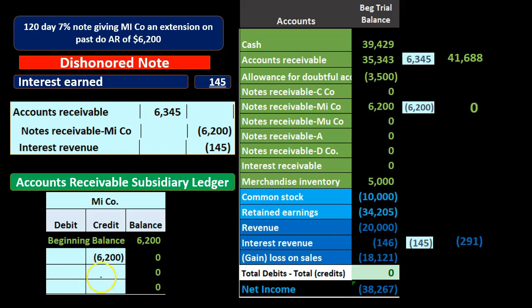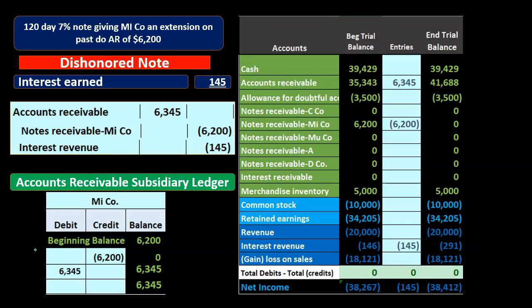We also need to record down here in the subsidiary ledger. We increased the receivable. We need to record that here in MI Company on the subsidiary ledger, increasing the fact that it's not at the principal now, 6,200, but the principal plus the interest that is owed to us back in receivable. Now this is an area where we can further track how much is owed, further go through the collection process and see if we can collect on the amount owed.